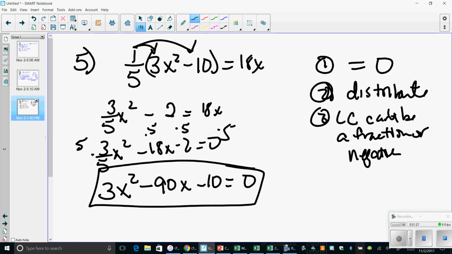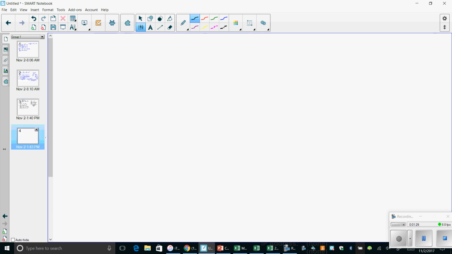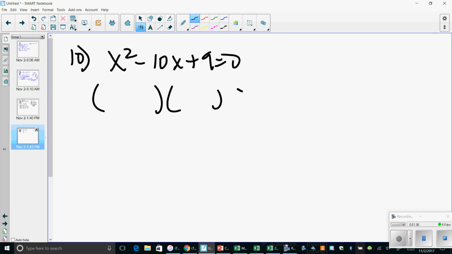Number 10, solve the quadratic equation by factoring. Number 10: x squared minus 10x plus 9 is equal to 0. When you factor this, put x and x. I need two numbers that multiply to give me a positive 9 and add together to give me a negative 10. And it's negative 9 and negative 1. Those multiply to give me 9, add to negative 10.